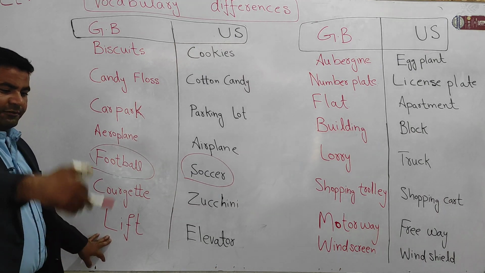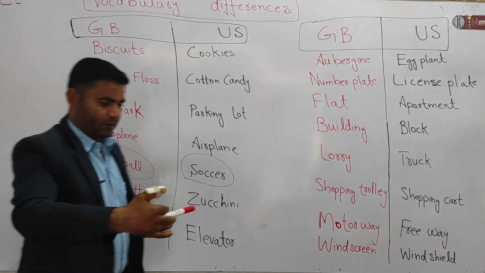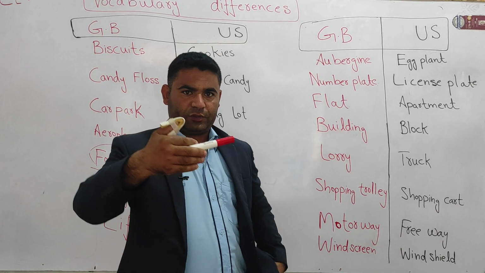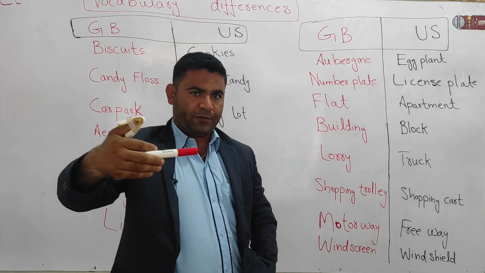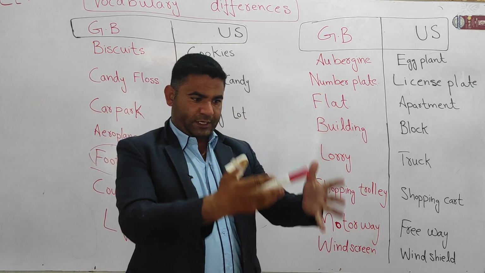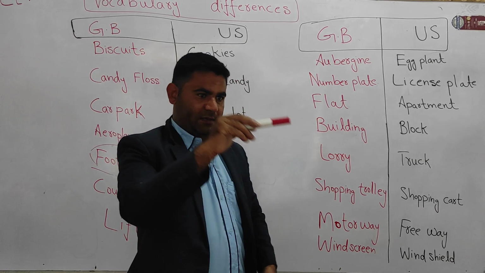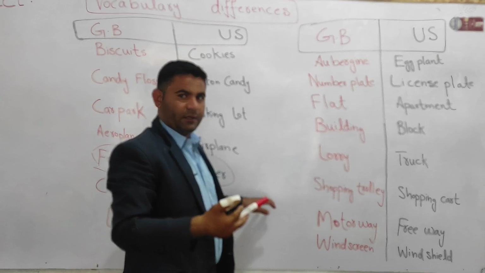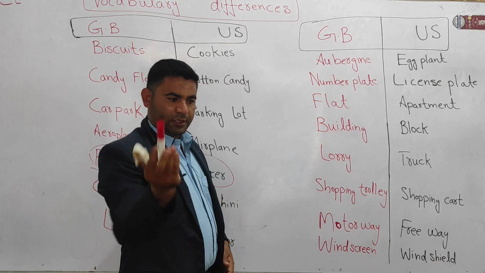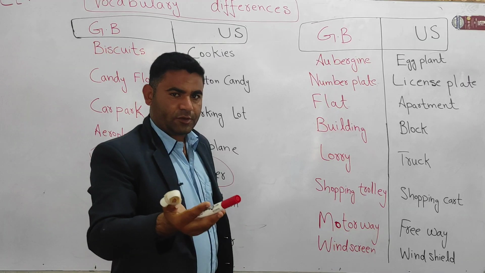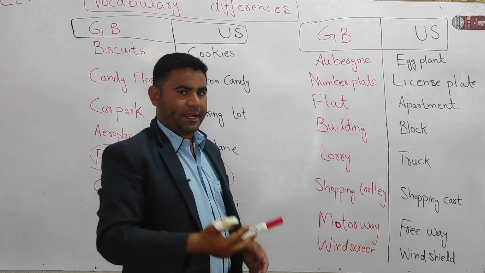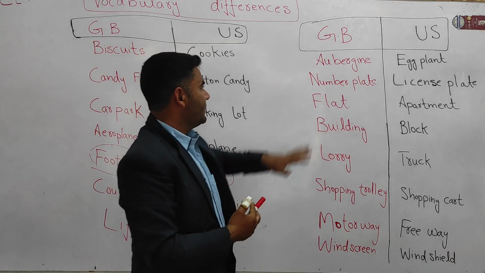Then lift, you know, when in big buildings you go from one floor to the other, you use a lift instead of using steps. You just press the button, and whichever floor you want to go to, it will take you automatically. So that's called lift in British English. In American English, it's called elevator.